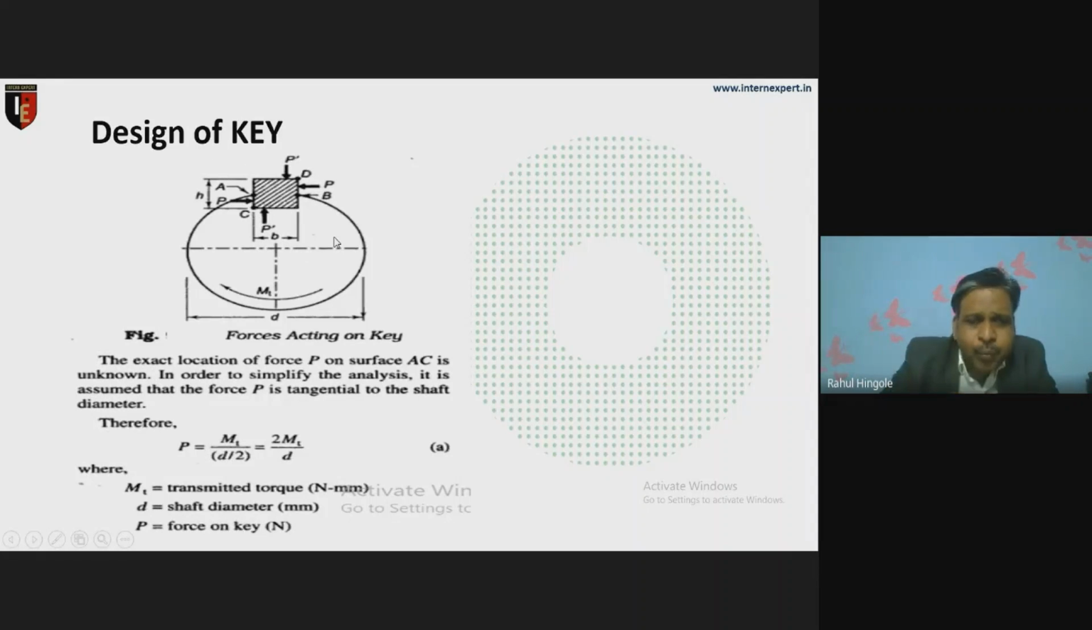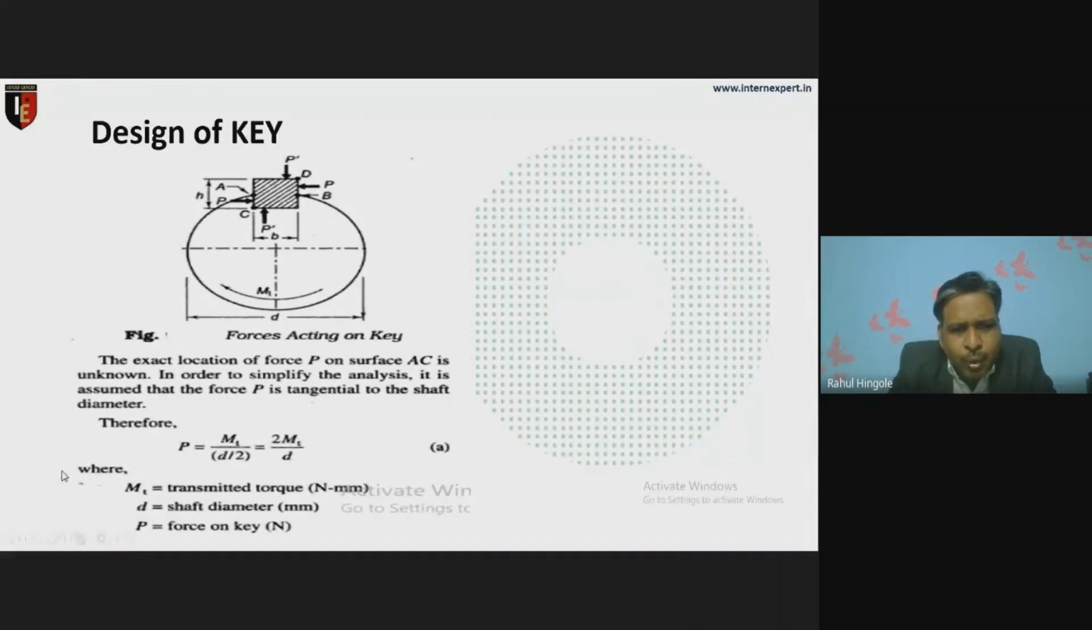This is the complete problem with us. Then we have to analyze this problem, how it works, how it can be practical, how it can be feasible for us to solve. In order to simplify the analysis, it is assumed that force P is tangential to the shaft diameter. Therefore, P equal to mt divided by d by 2, therefore 2mt divided by d.